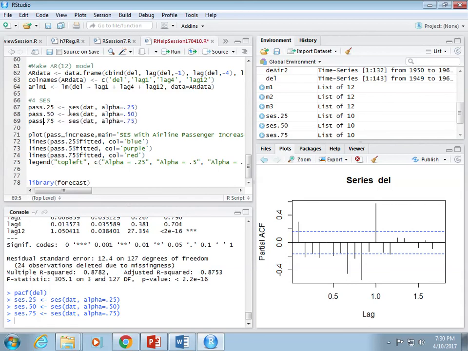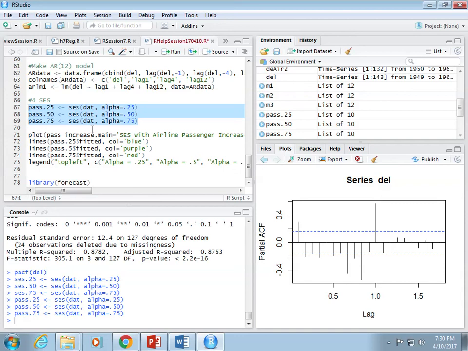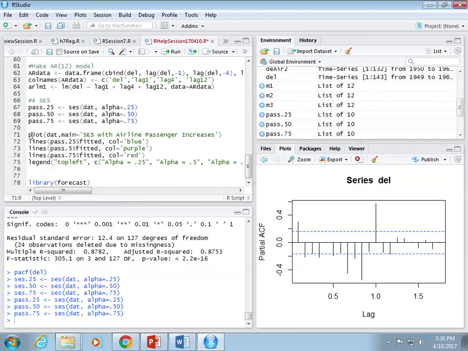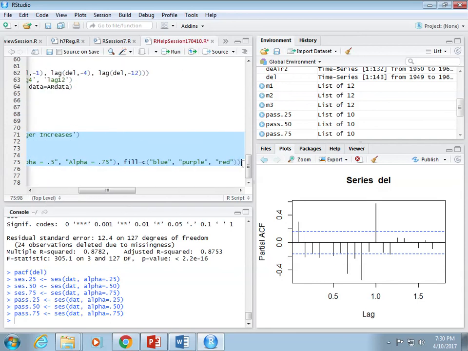There's not too much hard code here, just SES, simple exponential smoothing, and if you give it an alpha parameter, it will use that alpha parameter. So I'm fitting these 3 simple exponential smoothing models, and then I'm going to plot the data with the fitted lines.